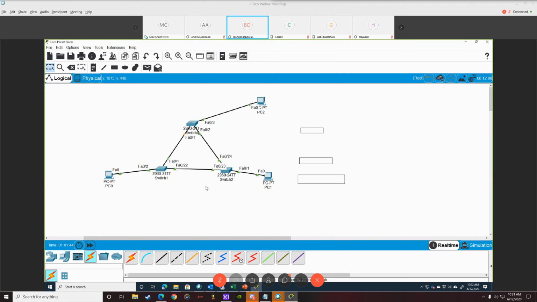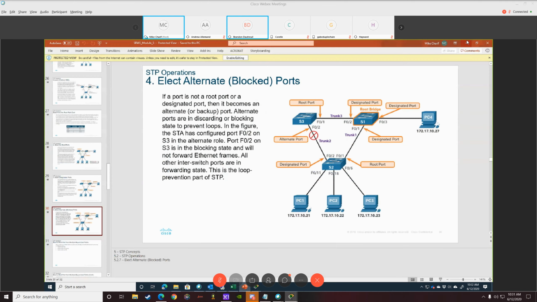Yeah, you know why? Because the speed has nothing to do with it until we elect the root bridge. Once you elect the root bridge, what the speed is going to impact is the root port, which one has the least cost to the root bridge. You follow? Good question.